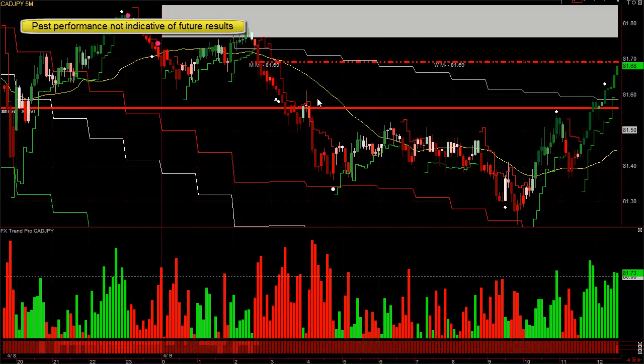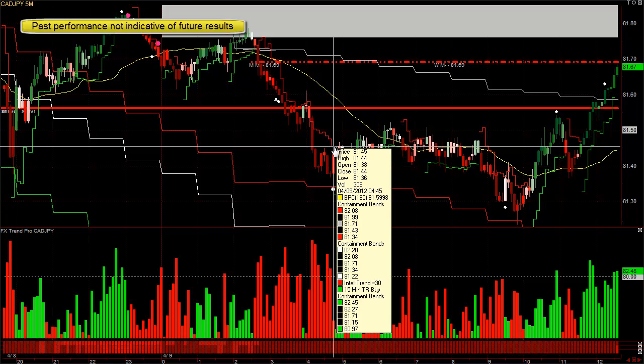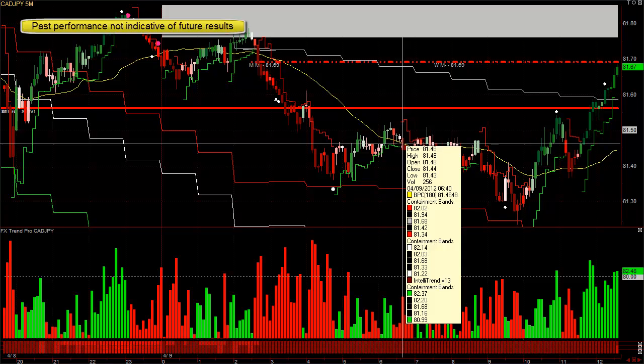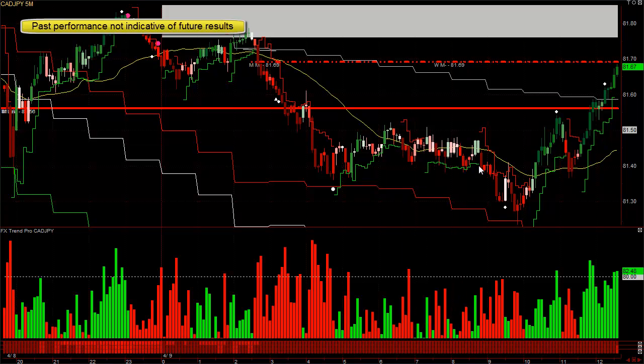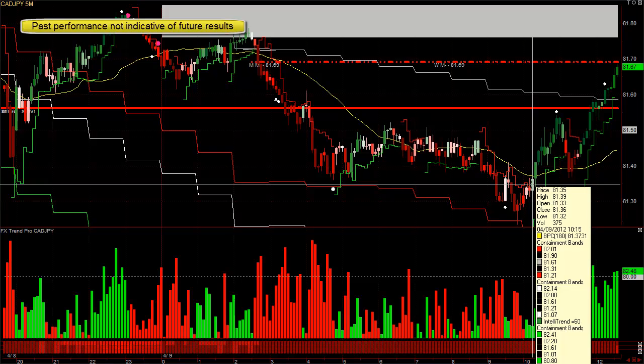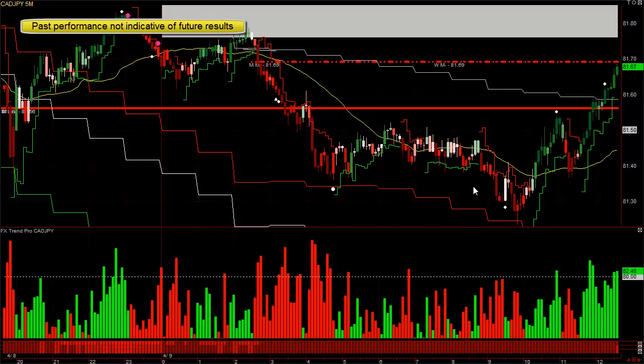Watching this one all day. It's underneath the hourly right here. Here's a decent sell right around 81.70. The trailing stop got you out at 45. Wait for a pullback. You're short here. Maybe you lost 10 pips. You're short again right here at 39. Out at 35. You probably lost 2 pips on that one.